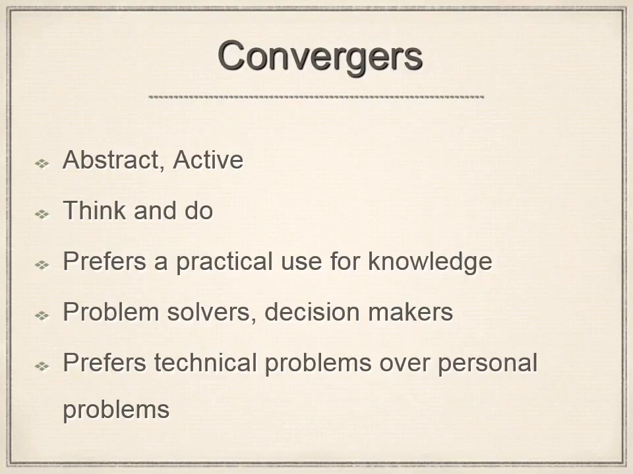Often, convergers prefer to think on their feet and are more interested in the problem than the emotions of the people it may affect. Two examples of converger occupations are nursing and engineering. Both have to think abstractly and quickly, usually on their feet.